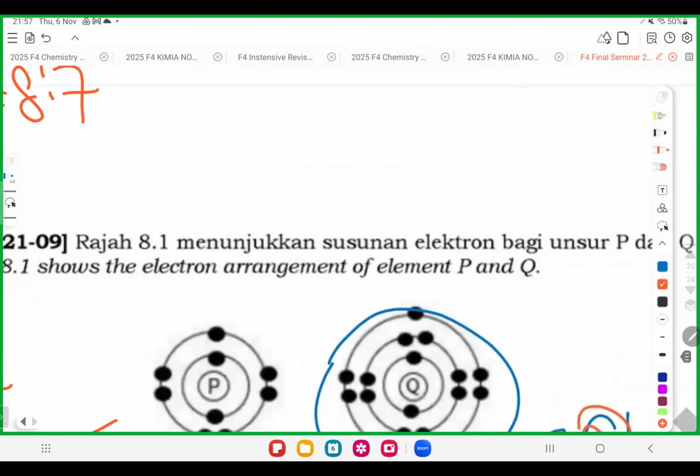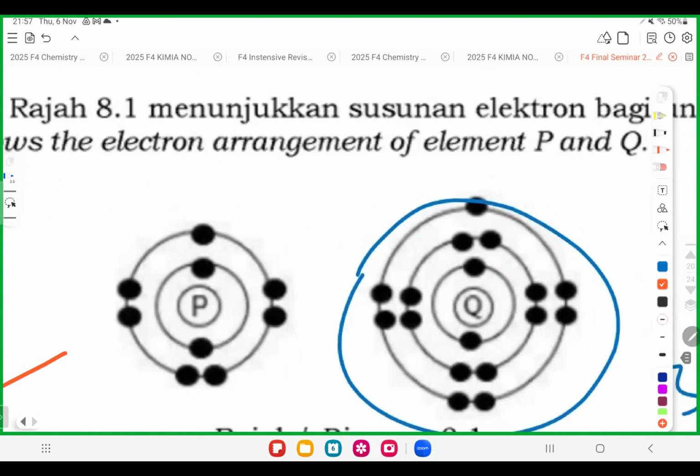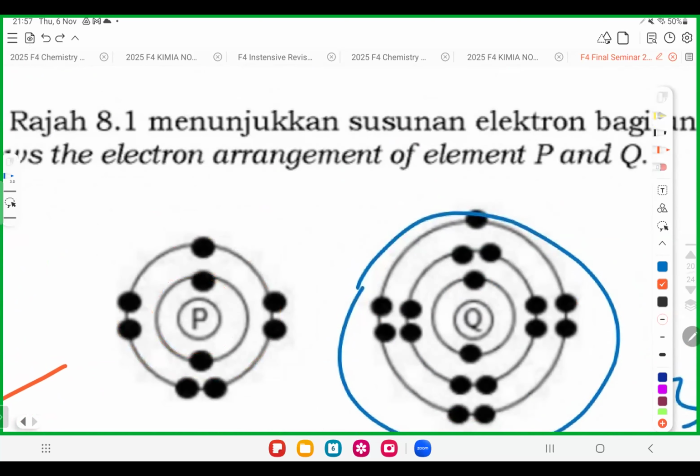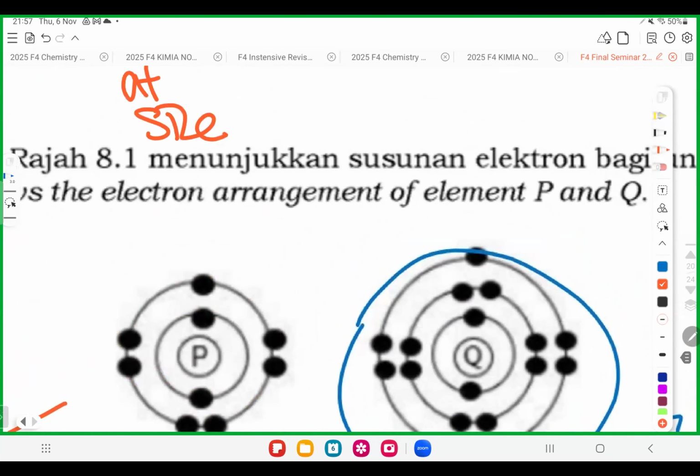Okay, so use your imagination, everyone. P and Q. Can you see that Q is bigger than P? Q is larger than P, right? You have 2 shells. I got 3 shells. So first of all, you can talk about the size. The size is atomic size. You can say P is smaller than Q, or the other way around, Q is bigger than P.